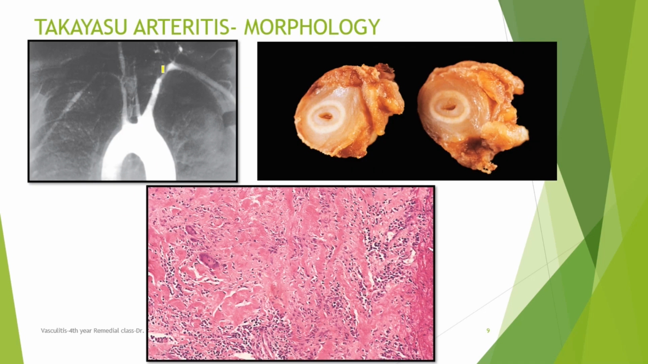Now this is an imaging capture of the aortic arch. This is the aortic arch, and these are the vessels arising, and you can see in this area there's some narrowing that has been shown, showing the classification of Takayasu arteritis. This gross picture shows the narrowing of the vessels. This again shows you the multinucleated giant cells, the granulomatous inflammation affecting the vessel.